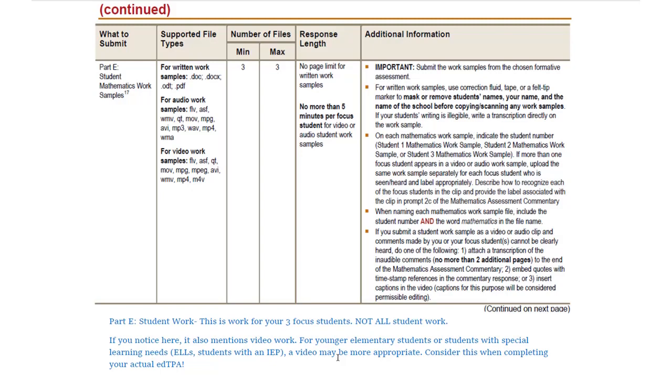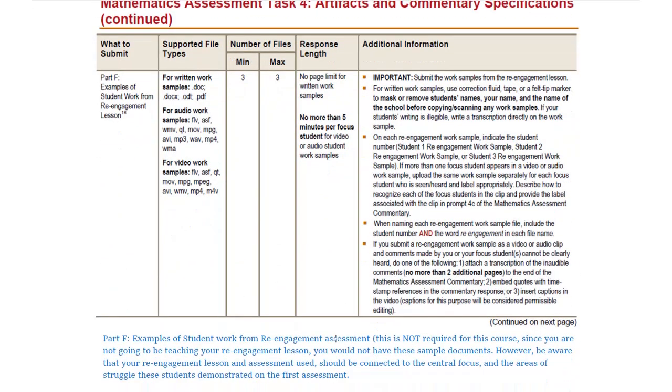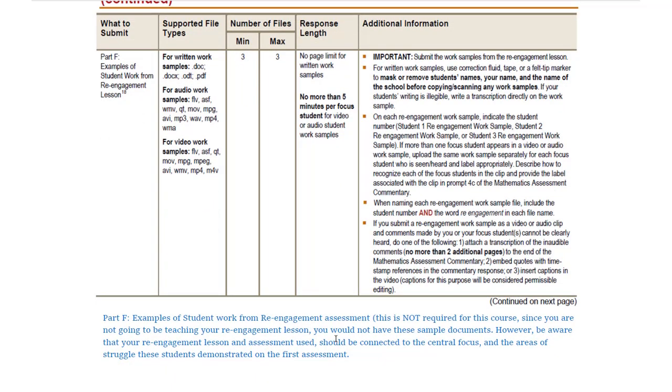Final task is, nope, not final, sorry. Part F is your examples of student work from the re-engagement lesson. This is not required for this course. Since you're not actually going to be teaching the re-engagement lesson, you would not actually have sample documents. But be aware that your re-engagement lesson and your assessment used should connect to that central focus and the areas that your students struggled with based on your analysis of that first assessment.